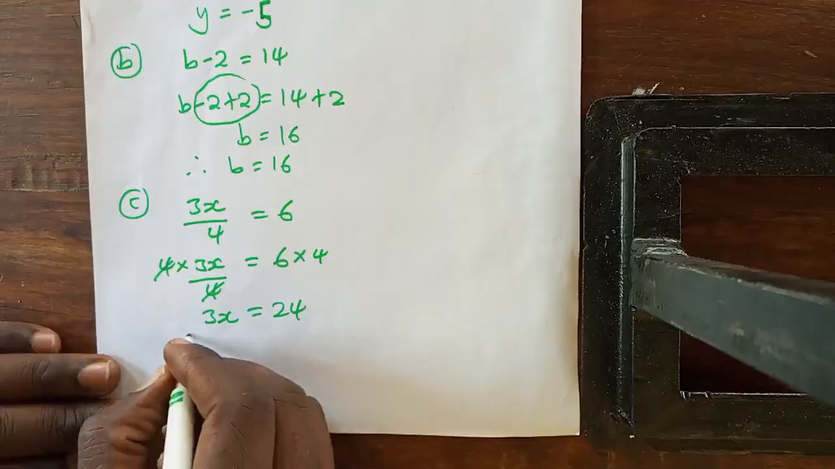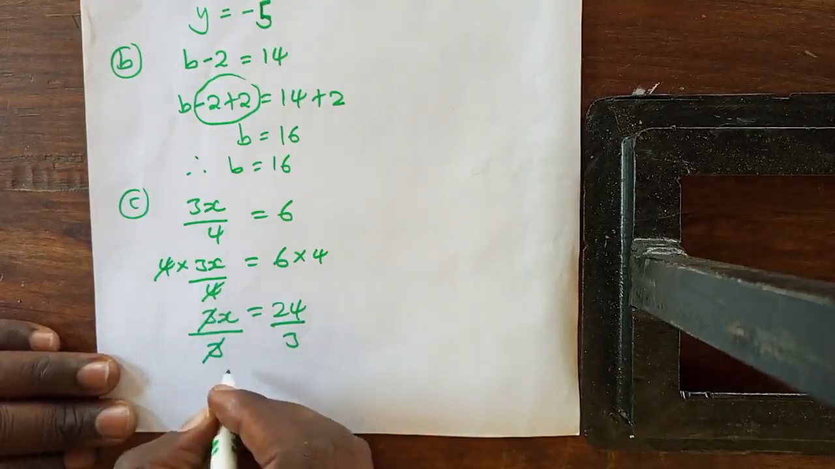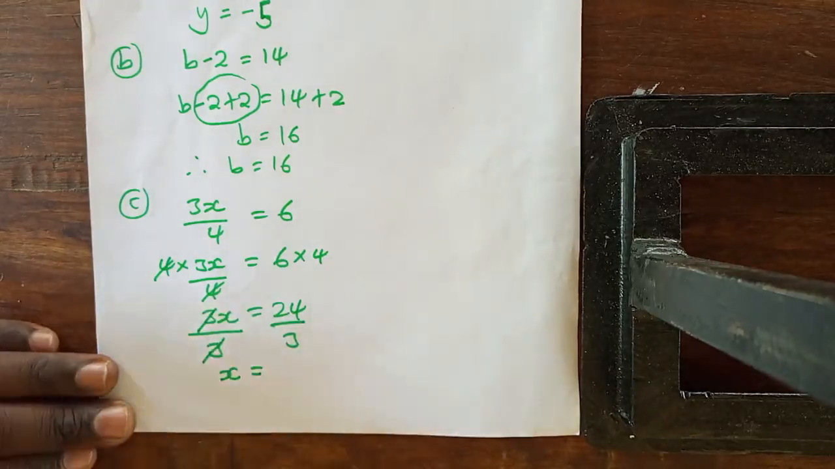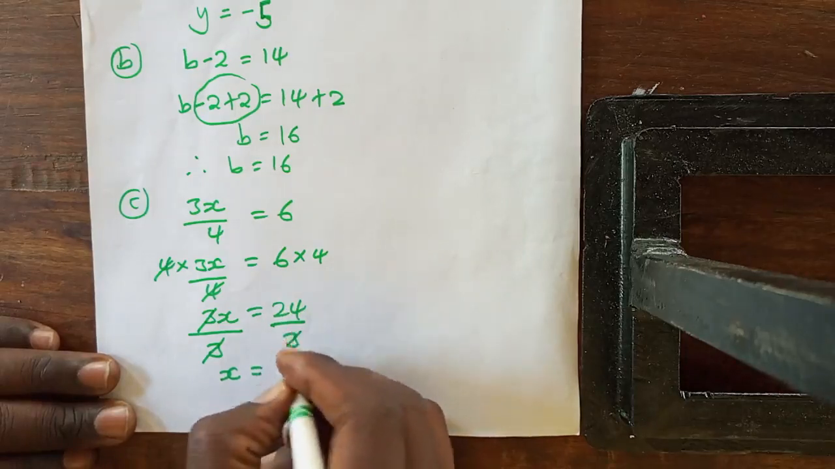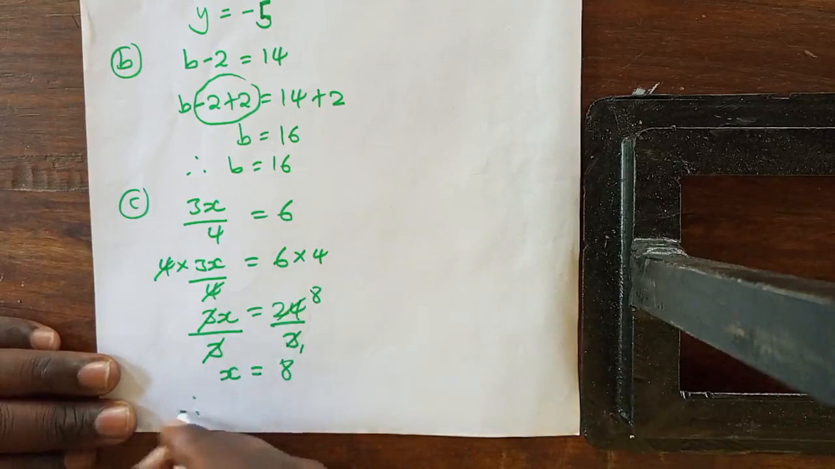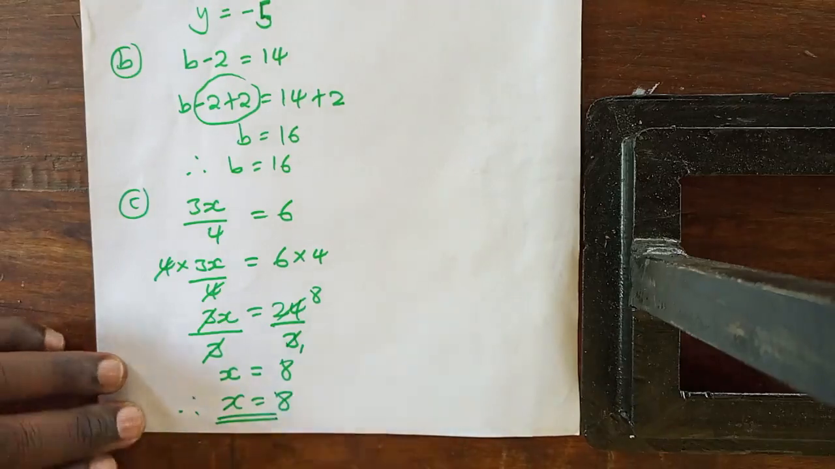So we divide by 3, we divide by 3. So 3 into 3, we will remain with x, and 3 into 24, the answer will be 8. So therefore, the value of x is equal to 8. Yeah, so you observe that after finding the value of x, which is 8, when you substitute 8 into x of the equation, you observe that the one side of the equation, the answer will be 6, as well as the other side of the equation as well.